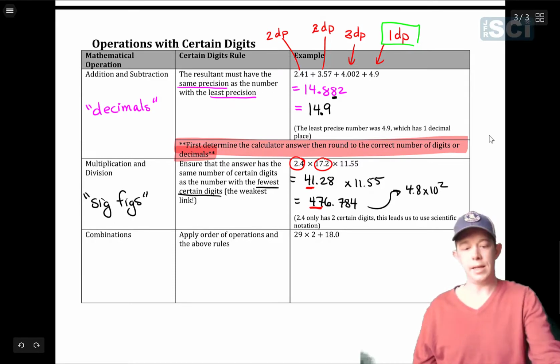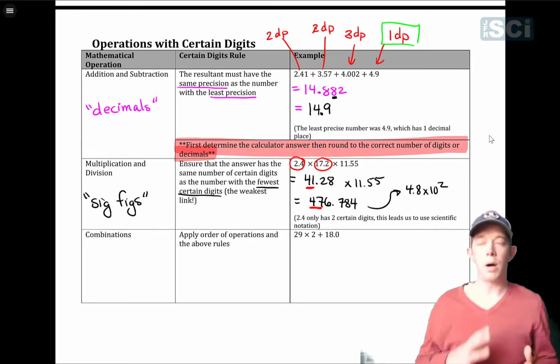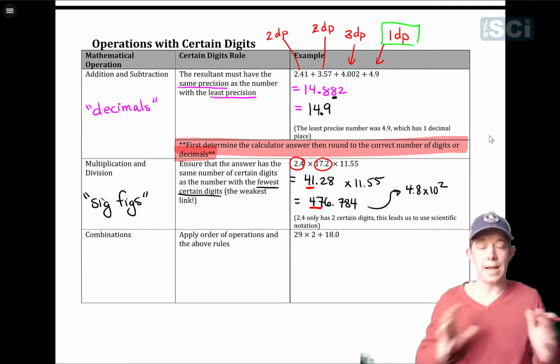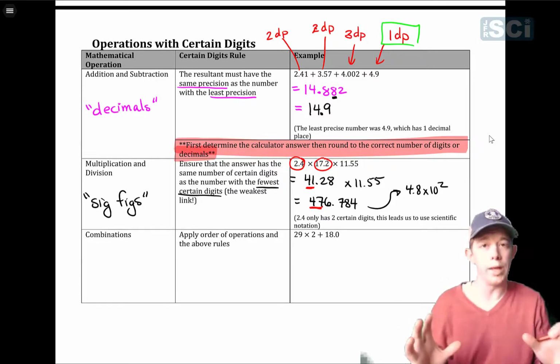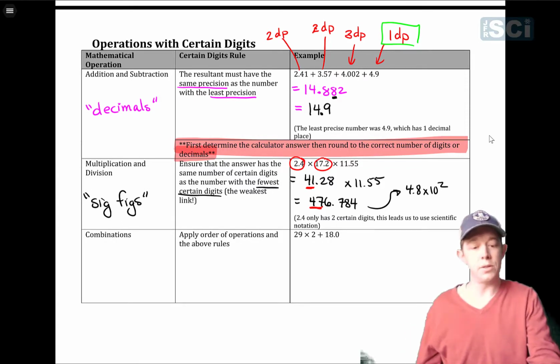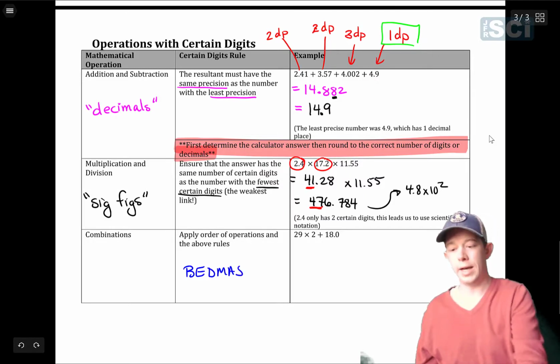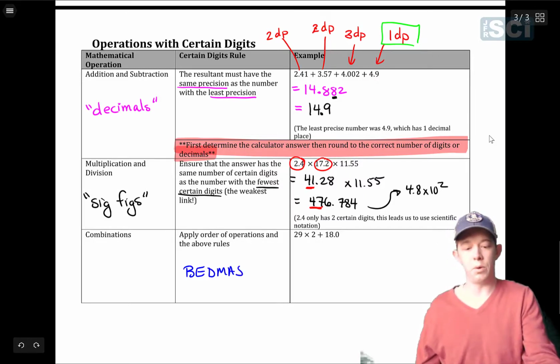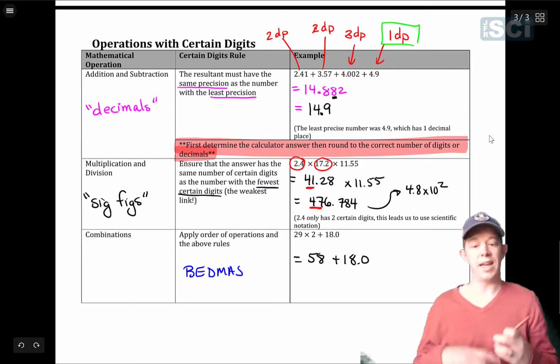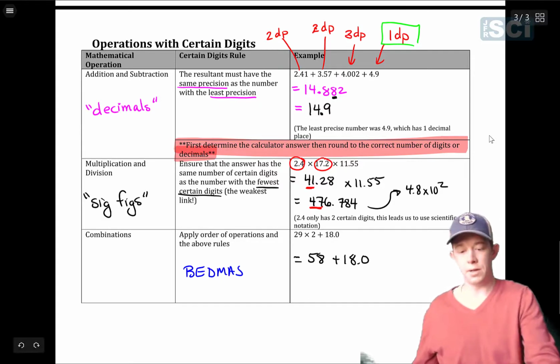Okay? In the last case here, when I have a combination, what happens if I have multiplication and I have addition? Which rule wins? It comes down to our friend BEDMAS, or order of operations. Okay, so let's go ahead with it. BEDMAS would mean that I want to do my division and multiplication first. So 29 times 2, I get 58. And then I have to add 18.0. And I'm going to carry all of my values here.